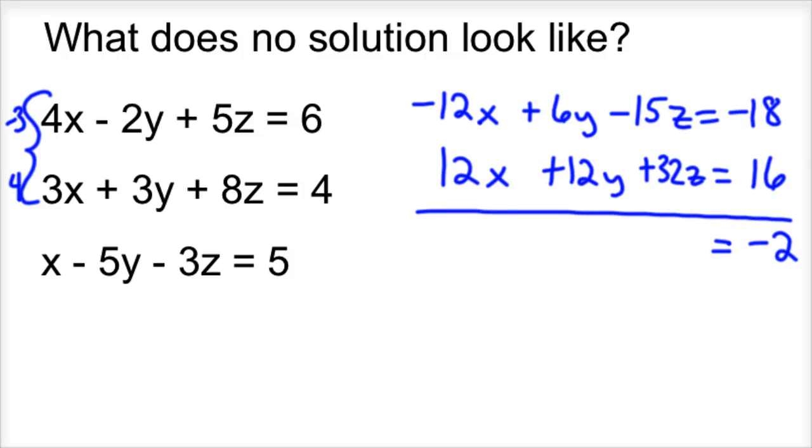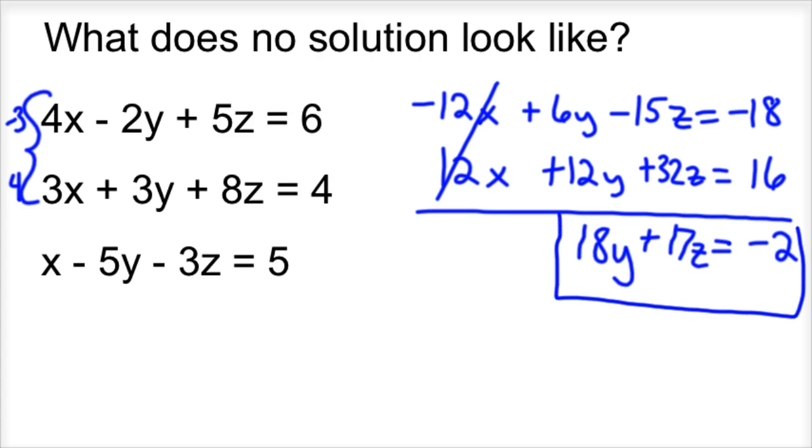We'll add these down. We get -2, these cross out. 12y and 6y is 18y. Getting kind of late in the day, brain isn't quite working as quickly. And -15 plus 32 is 17z, unless I'm mistaken there. So it looks pretty normal so far. So there we eliminated that. We've got 18y plus 17z equals -2.